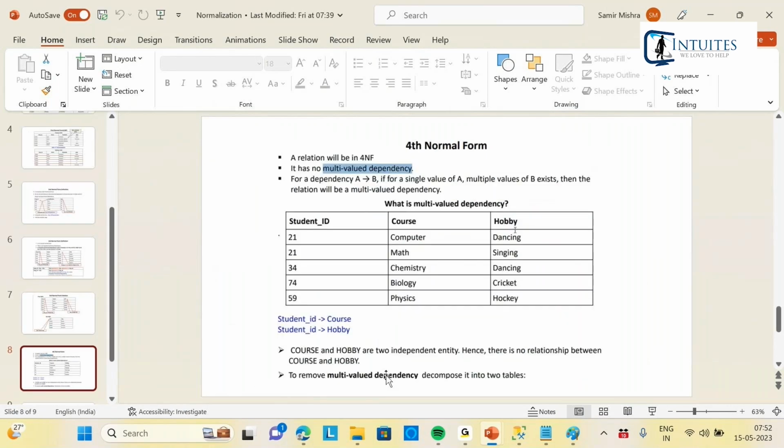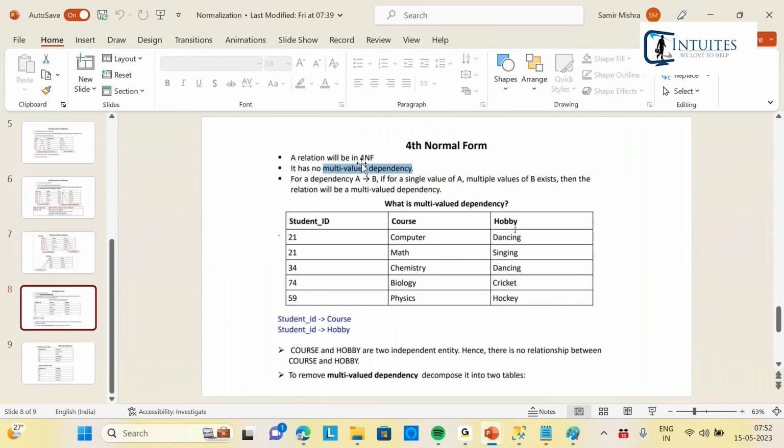No. And this is your fourth normal form. So here it is saying that a relation in fourth normal form should be in first normal form, second normal form, and third normal form. Everything needs to be satisfied. Then there are some functional dependencies all the time.